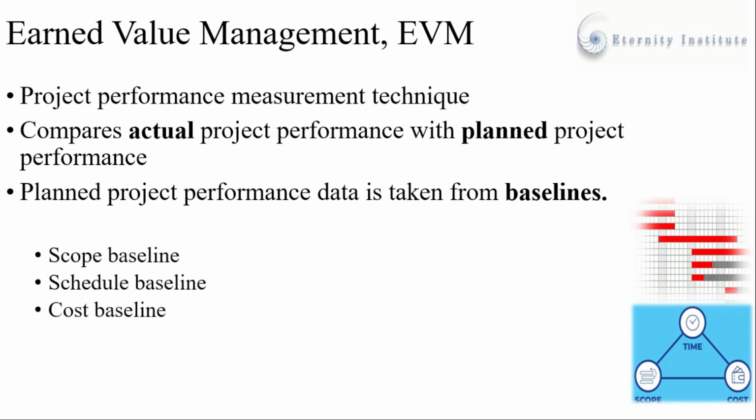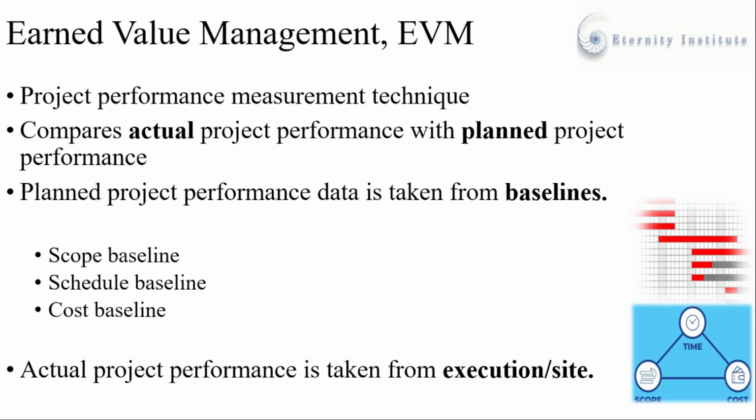There are three types of baselines. We have scope baseline, which tells us about the approved project work. There is schedule baseline, which tells us about the approved project timeline, and then there is a cost baseline, which tells us about project approved budget. Similarly, the actual data of project performance is taken from the execution.